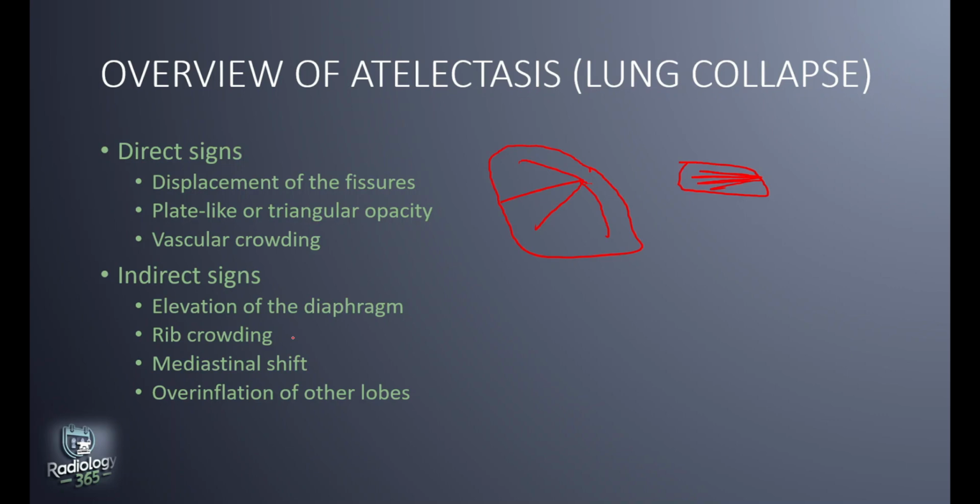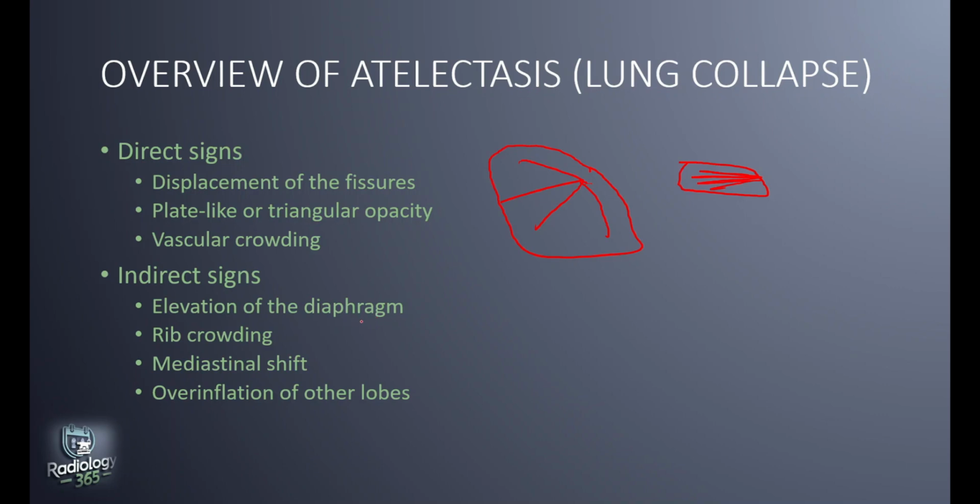Then with the indirect signs, these are things that are happening outside the lung but still tell us that there is some loss of lung volume. So the indirect signs are due to the effect of volume loss on adjacent structures, and they include elevation of the diaphragm. It makes sense that if there is volume loss, the diaphragm would rise.